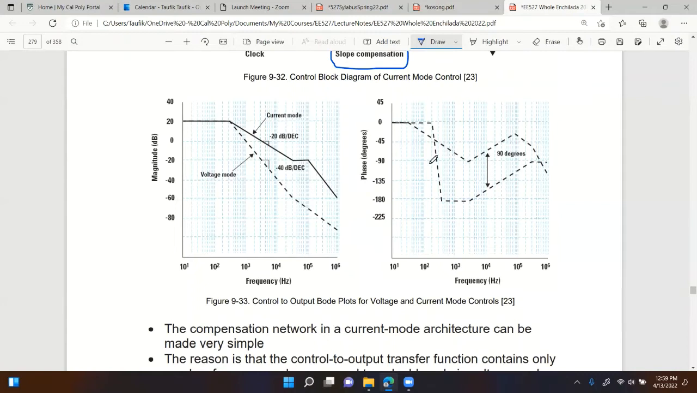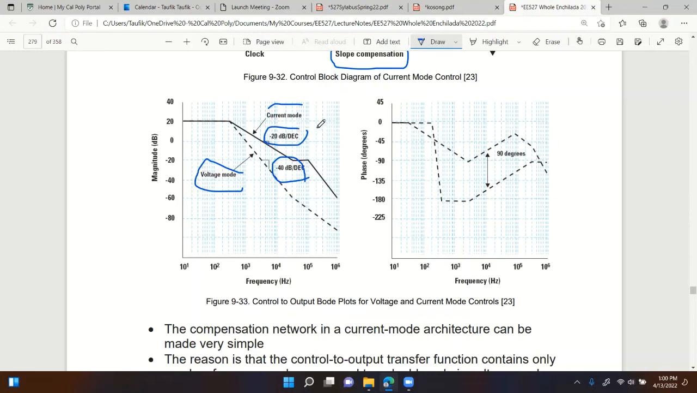Bode plots of current mode are also better, which means it's easier to compensate. If you compare the two, voltage mode versus current mode, you see the difference in the gain plot. Look at the roll-off right here. It's minus 40 dB for voltage mode and minus 20 dB for current mode. This means there is a single pole here and a double pole there, as we already know.